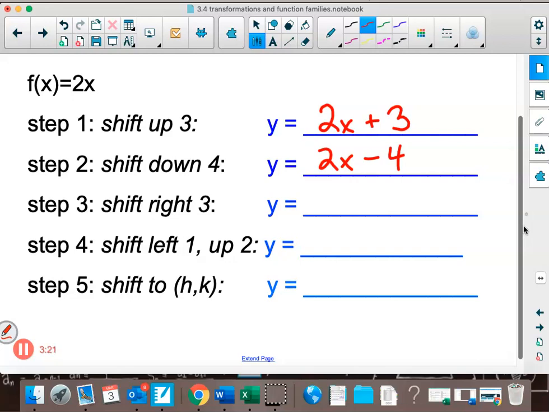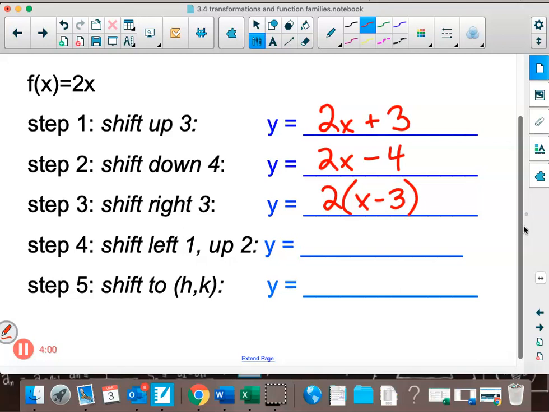To move the line left or right, let me say this. If I take a function and want to move it up or down, I add or subtract from the y. But if I want to move it left or right, I have to add or subtract from the x. And it works kind of opposite from how you think. If I want to shift to the right 3, I am going to take my x and subtract 3 from it. So you do the opposite of what you think you would do.